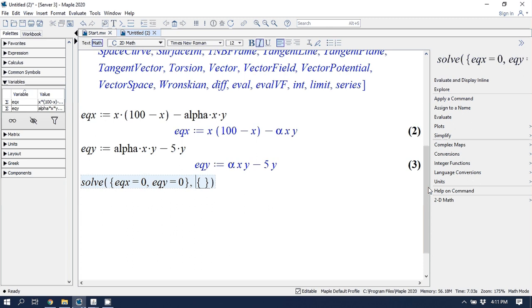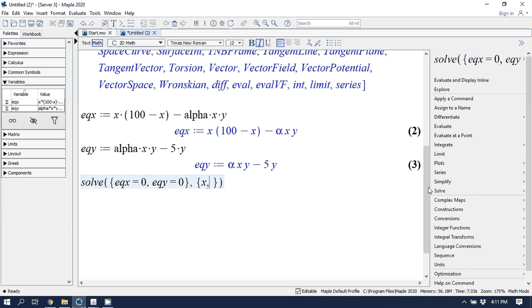And then in the second pair, you're going to specify which variables you want to solve for. This is like telling Maple, I want to solve the system EQX equals 0, EQY equals 0 for the variables X and Y.